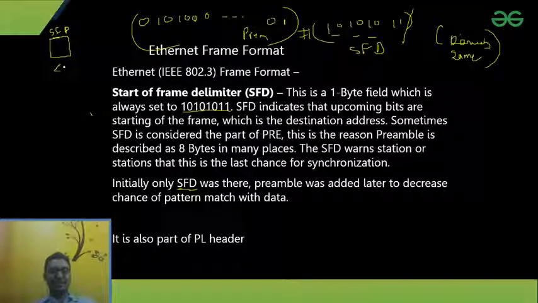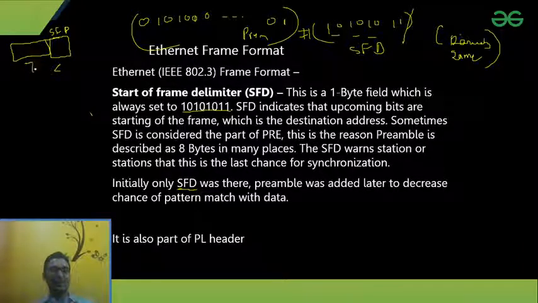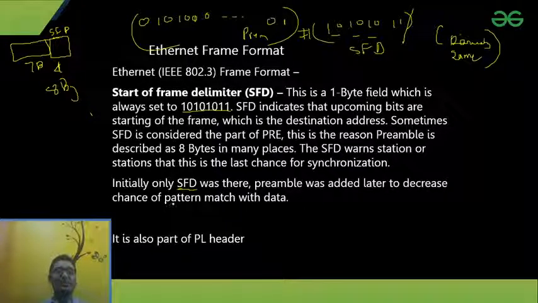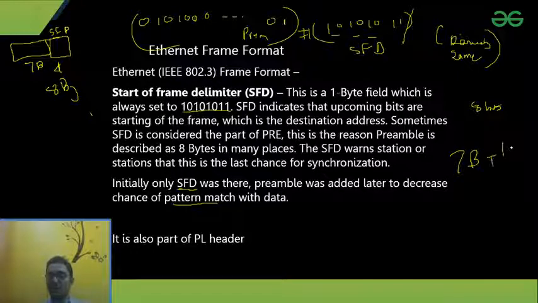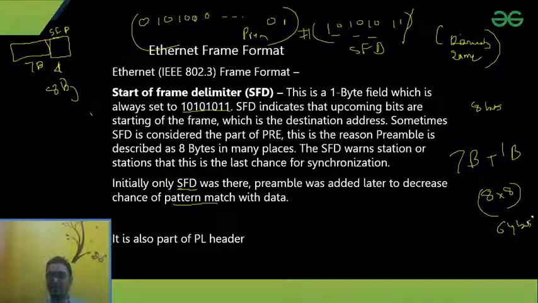But it was very little. So as it was very little and the SFD was already in the standards, they thought of adding another field called the preamble of 7 bytes. So the total became 8 bytes. That was added later. Initially only the SFD was there, but it was very small and could have been matched. In order to decrease the chance of pattern matching: 8 bits can be matched, but 7 bytes plus 1 byte, that is 8 into 8, 64 bits, can rarely be matched.